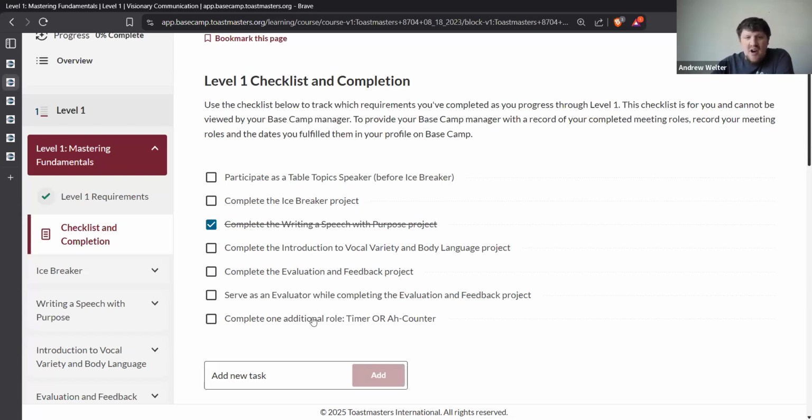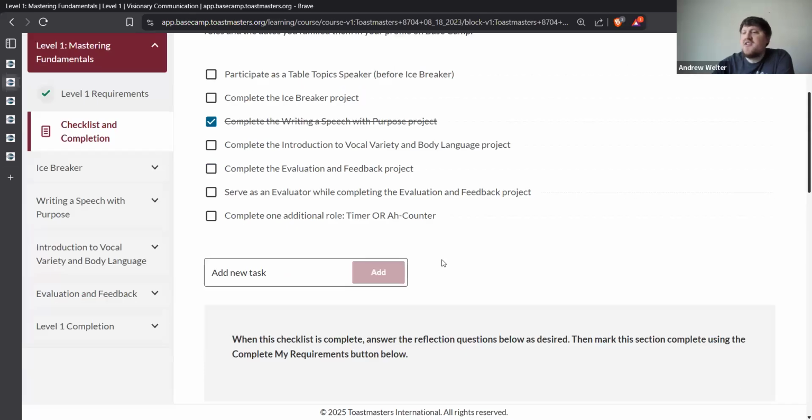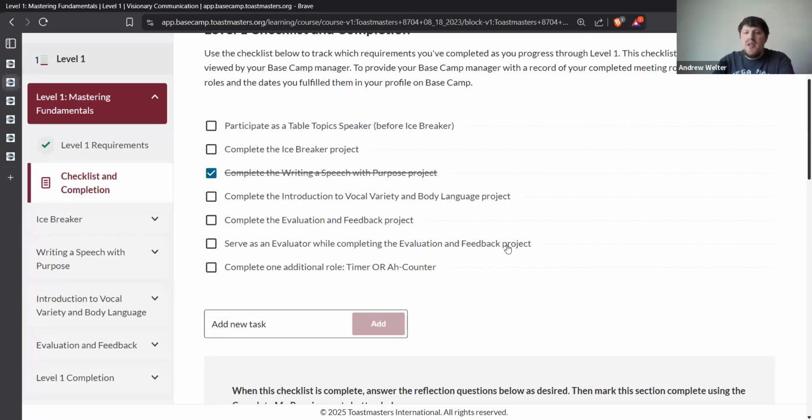They even make sure they put serve as an evaluator while completing the Evaluation and Feedback project separate, even though they have this here, just so people do not miss it. And then complete the one additional role. Obviously, if there are specific things people want to complete in their level, or some of these projects, especially in later levels, have a little bit more stuff you're going to do and you want to keep track, you can add tasks on there to keep a mental checklist for yourself. That is one thing they add, but note that the ones they have here are the required ones.